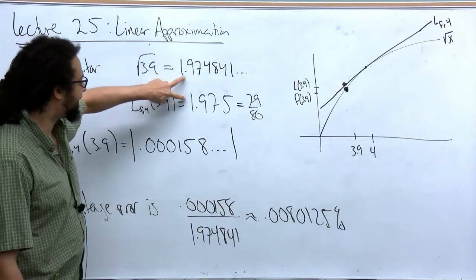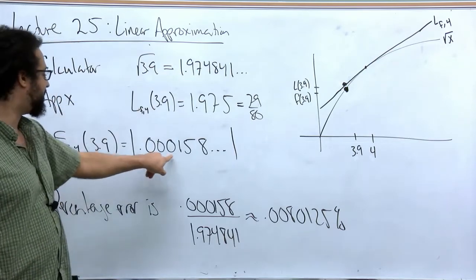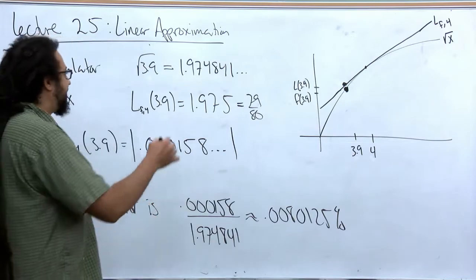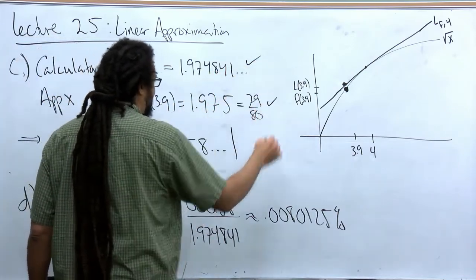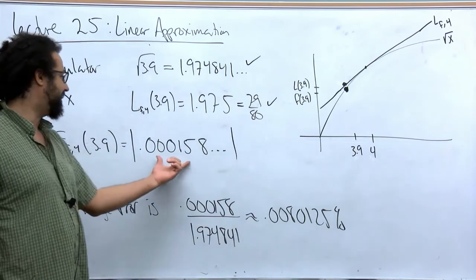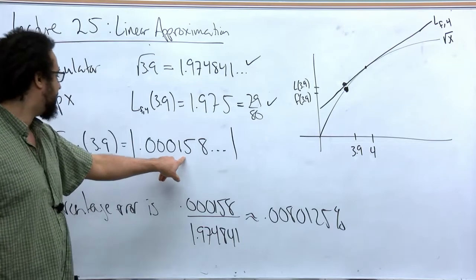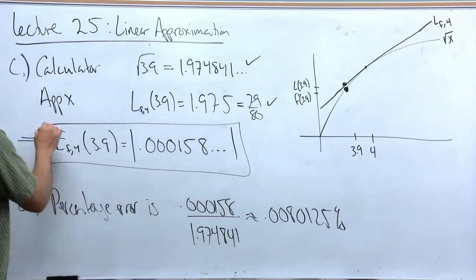So we just look at the absolute value of the difference of these two things, and when we do, we get 0.000158. So I needed a calculator for this part. So this would be a good final answer for the absolute error.